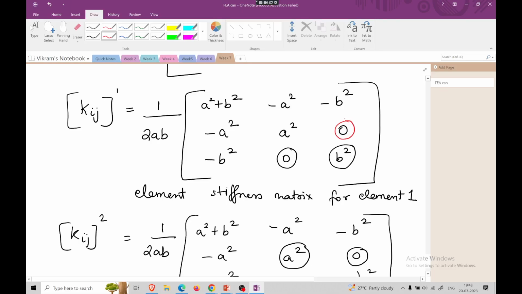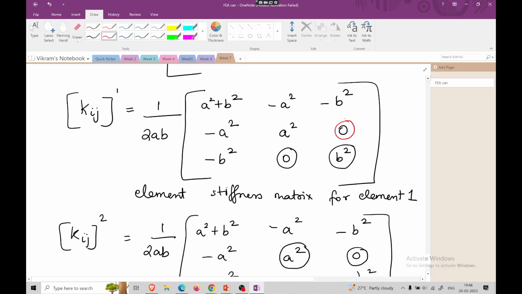This is K13 of the second element, minus B square. What is the last one? K11. K11 of the second element, which is this A square plus B square. So this is the total.